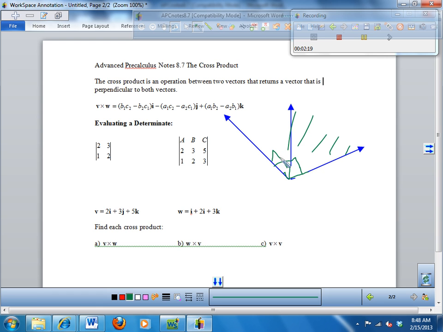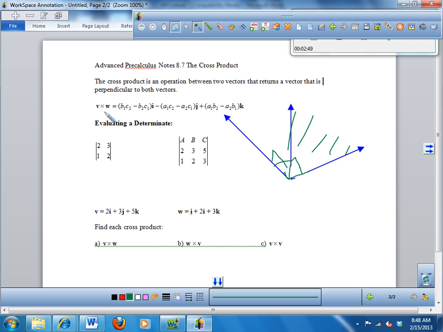So anyway, the cross product is used a lot for determining forces on things in physics, and you might have heard of something called the left-hand rule, where this times this gives you this, and it has to do with physics. I don't remember exactly what about physics it does.